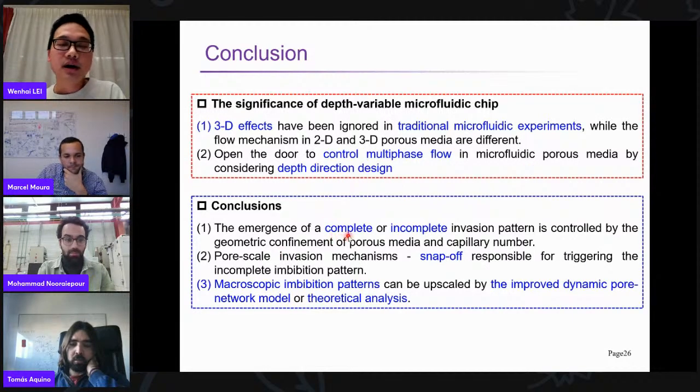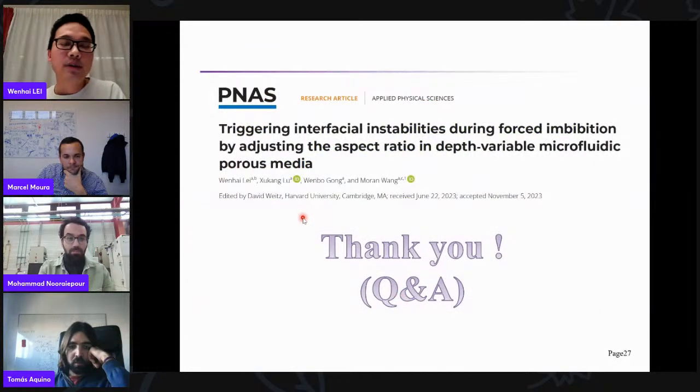The emergence of complete or incomplete patterns is controlled by the geometric confinement of the porous media and the capillary number. The pore scale invasion mechanism is controlled by snap-off events, and the macroscopic imbibition patterns can be upscaled by the improved dynamic pore network model or the theoretical analysis. For more detailed information, you can refer to our recent paper. Thank you.